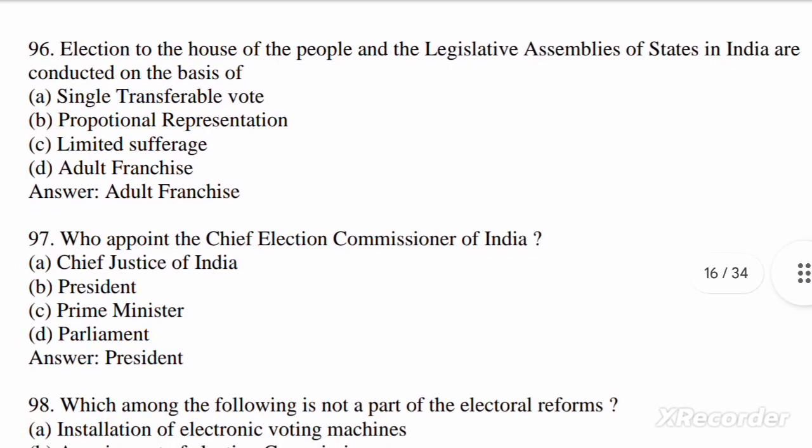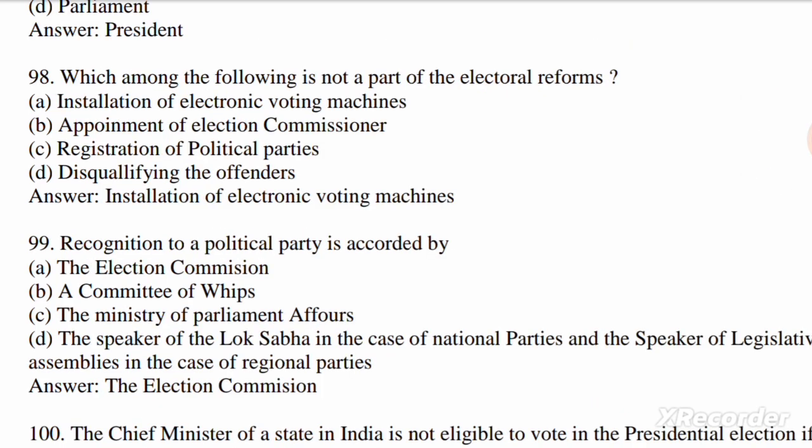97. Who appoints the Chief Election Commissioner of India? Answer. President of India. 98. Which among the following is not a part of the electoral reforms? Answer. Installation of electronic voting machines. 99. Recognition to a political party is accorded by the Election Commission.